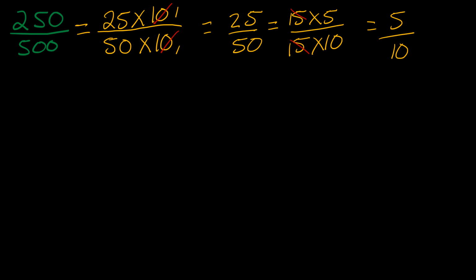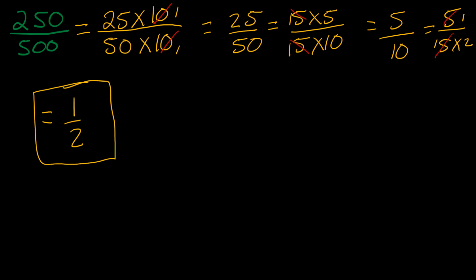And we're not quite done yet because we can rewrite 10 as 5 times 2. You still have 5 on the bottom, and if you have 5 on bottom and 5 on top, they'll cancel each other out. You'll just be left with a 1 and a 1. So your answer would simply be 1/2. Let's do another problem.